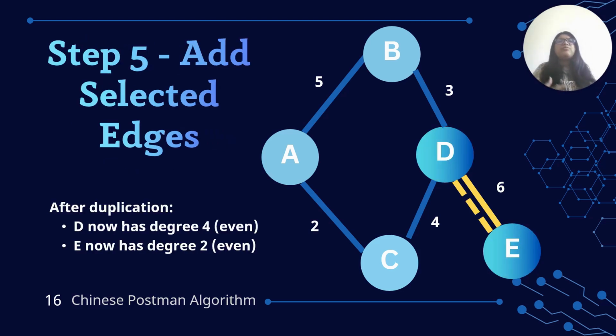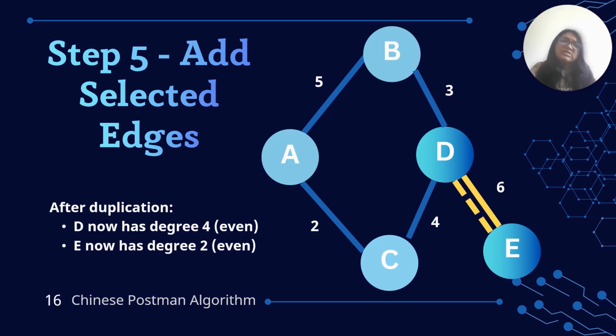Now step 5. We modify the graph. We take the path we selected, which is the D to E edge, and we duplicate it in our diagram. You will see this duplicated edge drawn as a dashed line running parallel to the original, right? Why do we do that? Because adding this edge increases the degree of both D and E by 1.